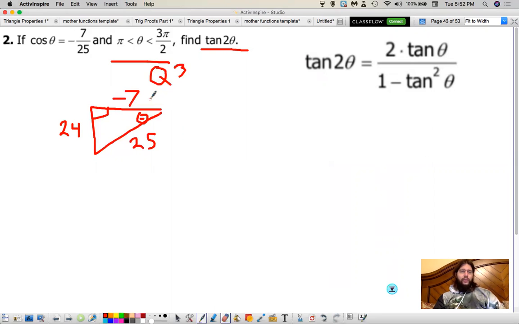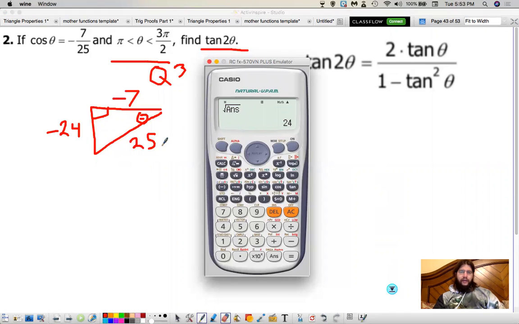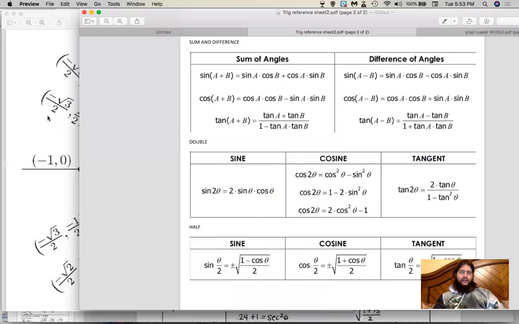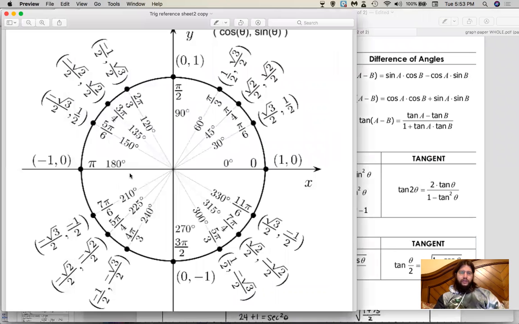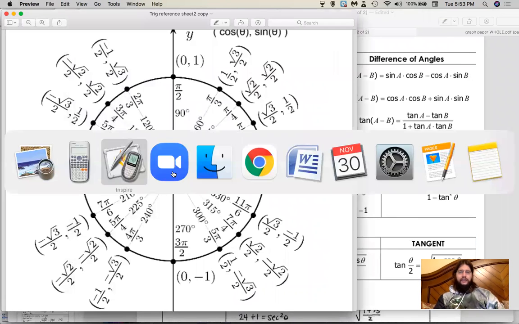However, we're in the third quadrant. That's got to be a -24. If you think about it, whenever we take a square root, we can do plus or minus, right? Usually, whenever we're dealing with the Pythagorean theorem, we just take the positive because the side of a triangle can't be negative. But we're not exactly dealing with a normal triangle here. We're dealing with the whole unit circle, so it can be a negative side of the triangle. In this case, it is.